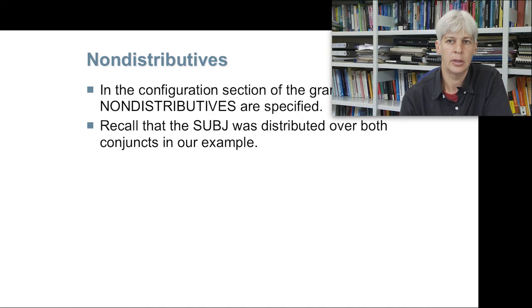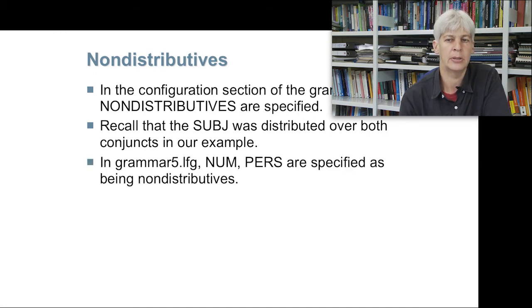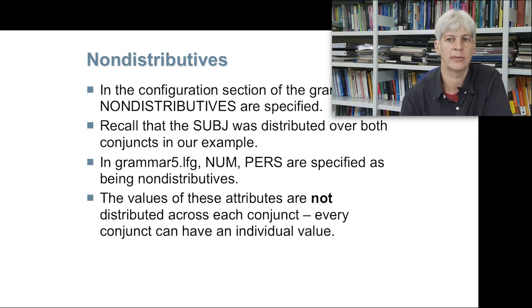So only if you're listed under non-distributive will you not be distributed across the conjuncts. In grammar 5.lfg, you will see num and person are specified as being non-distributives. So they are not distributed across everything. Okay, each conjunct can have its individual value. So that's the first step we need to do.